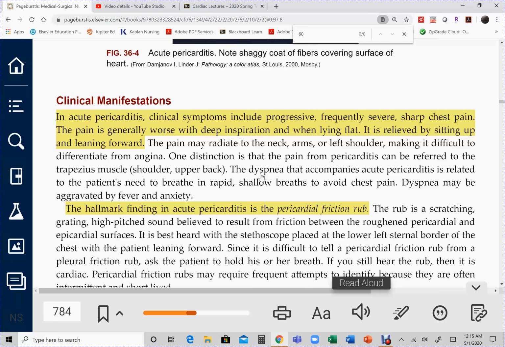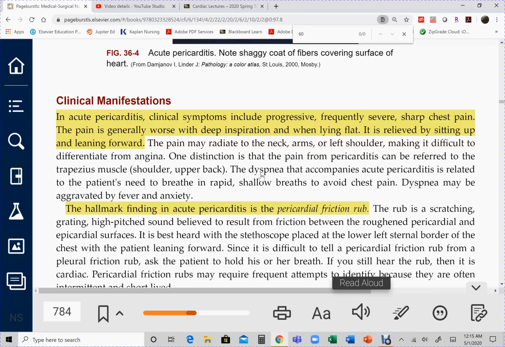So here are our manifestations. The patient's number one concern, of course, is the pain. They could care less about the other complications. So the patient will complain of pleuritic chest pain. This is severe, sharp pain, getting worse during inspiration.